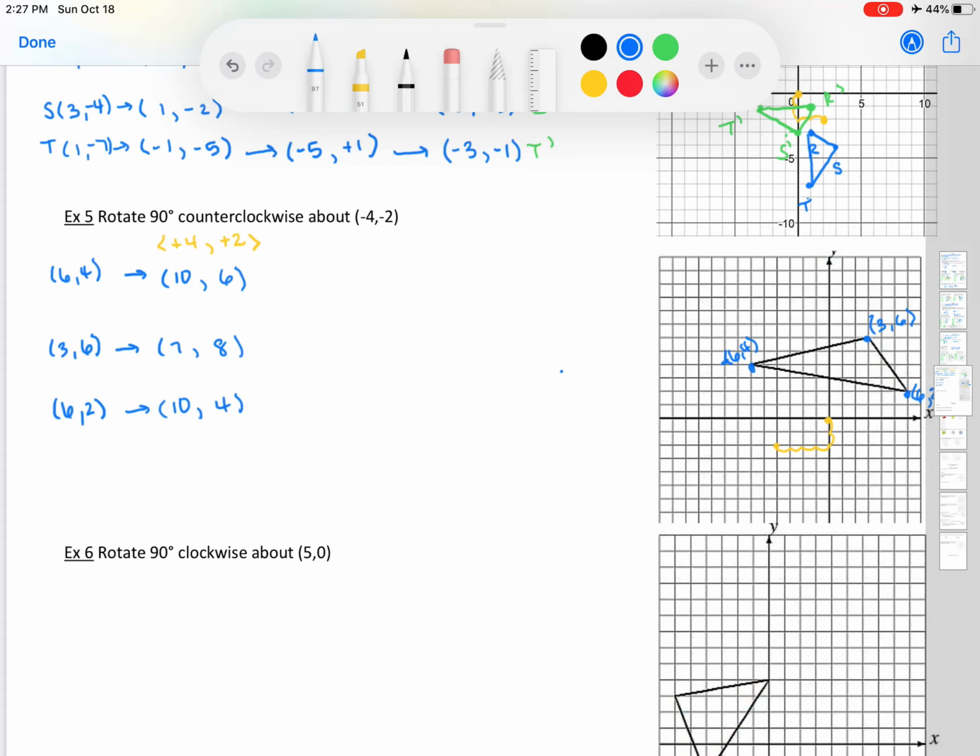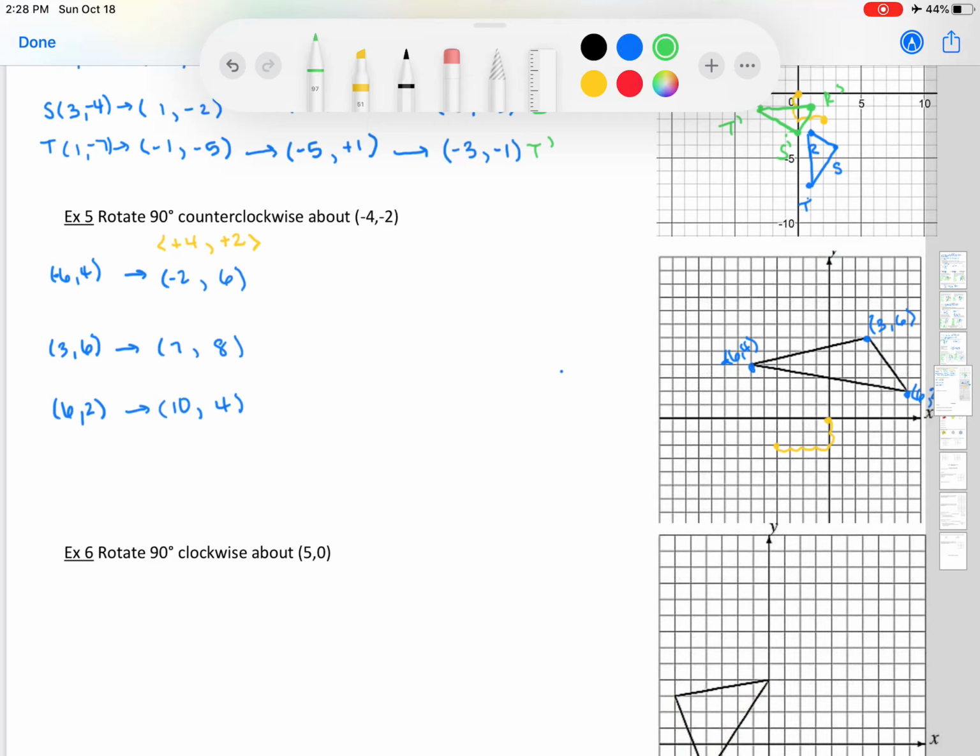Okay, so I have my points. Oh, and I do want to make a correction. This was a -6, which changes my answer. I want to catch that and double check that before I start the rules of rotation, because once I rotate, it's hard to get back. So -6 plus 4 should actually be a -2.